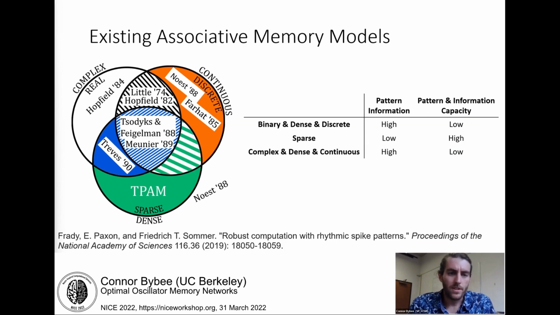So, the open question is: is there a way to outperform the traditional binary Hopfield network, achieving both a high pattern capacity and information capacity, and a high pattern information, or entropy per pattern? And so, in this work, we will discuss complex, dense, and discrete associative memories, which do obtain a high pattern capacity.